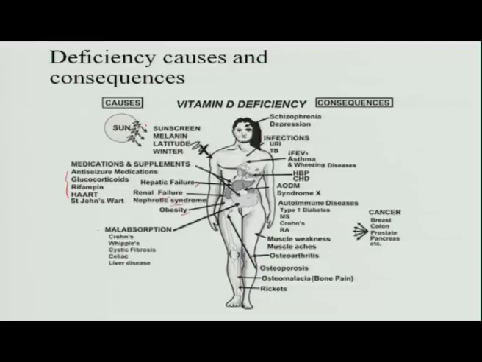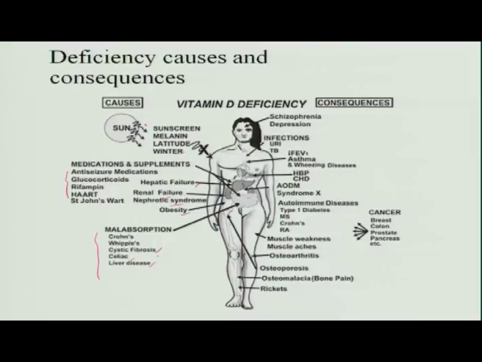And malabsorption, or when the person is suffering from Crohn's disease, Whipple's disease, cystic fibrosis, celiac disease, and liver disease. Under these conditions, again, the conversion of vitamin D becomes difficult, and it may not be sufficient for the body to utilize it. Therefore, deficiency is caused.